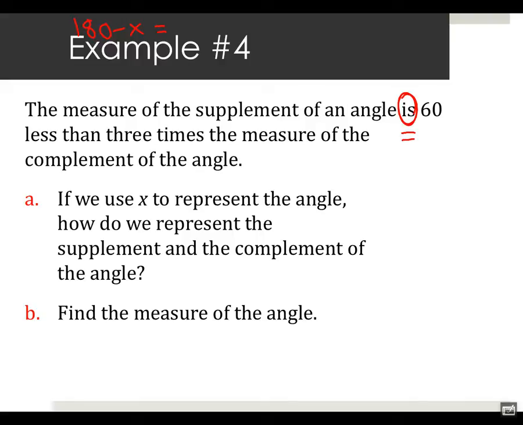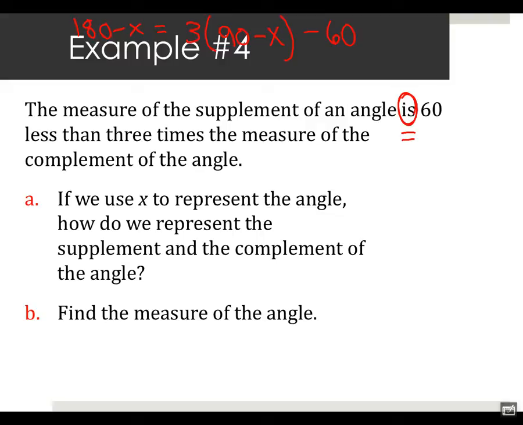Okay, 60 less than. How do I write that? What function is less than? Subtraction. Minus 60. I'm gonna stick that on the back end so it's out of my way. 3 times the measure of the complement. What function is times? Multiplication. 3 times. How do I write the complement of an angle? 90 minus x. Beautiful. There's my equation.